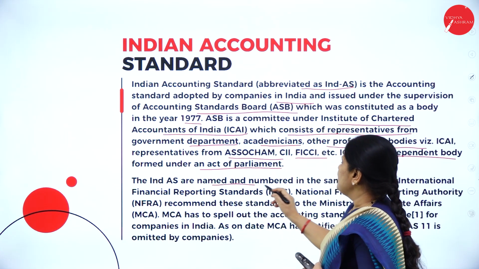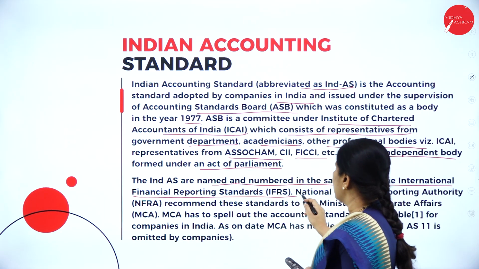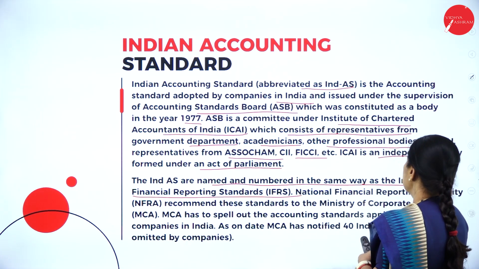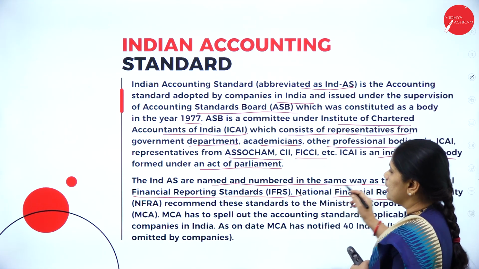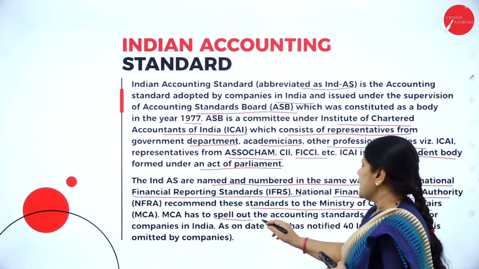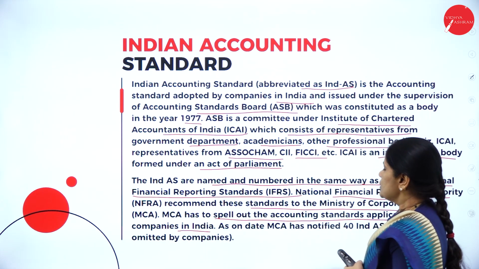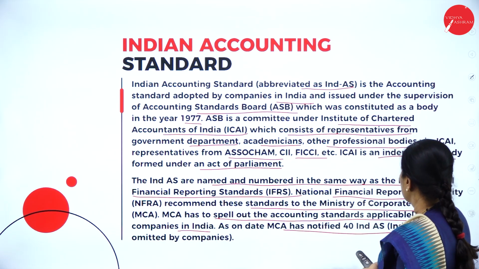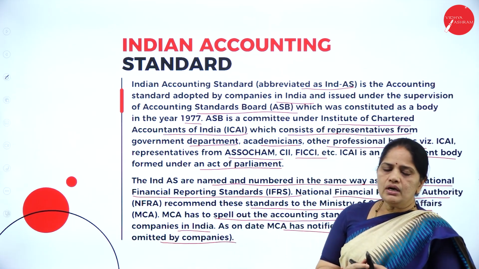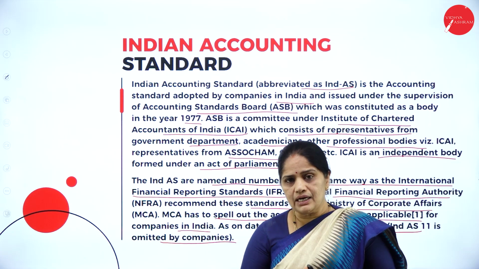Then they are named and numbered in the same way as the International Financial Reporting Standards. So just like the IFRS, we have the Indian Accounting Standards. The National Financial Reporting Authority recommended these standards to the Ministry of Corporate Affairs, and the ministry has to spell out the accounting standards applicable for companies in India. As on date, MCA has notified 40 Ind AS. So as on this date, there are 40 Indian accounting standards which have to be followed by corporate organizations all over India.